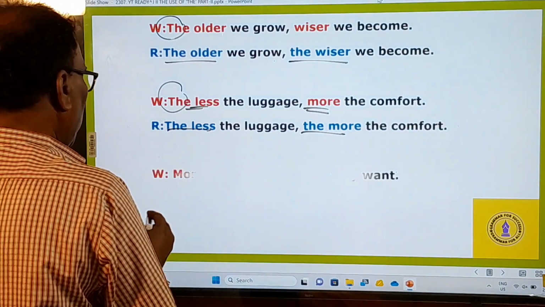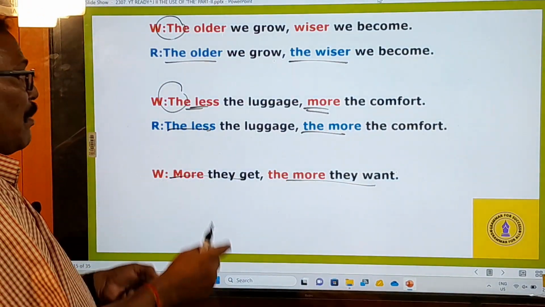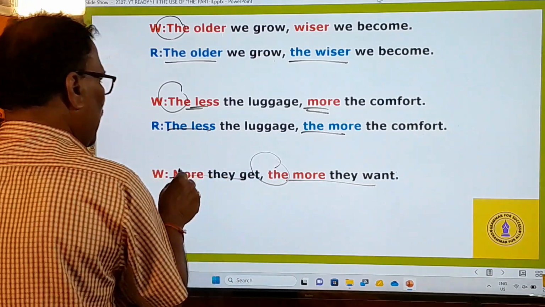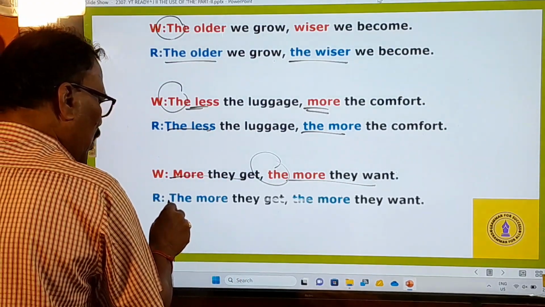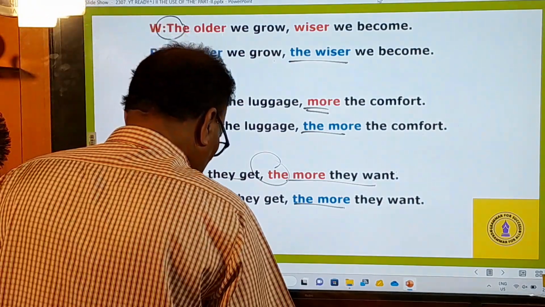Sometimes it will be like this. What is that? More they get, the more they want. Here the is given, but here is not given. To correct it, what should we do? The more they get, the more they want. So in this way, we have to. Very, very interesting things are there.